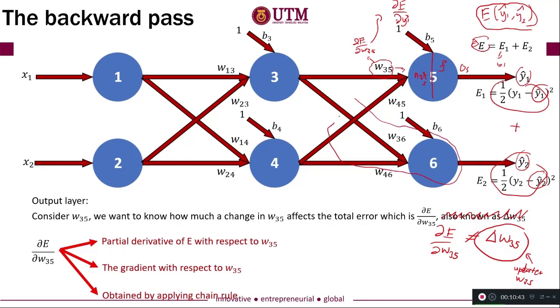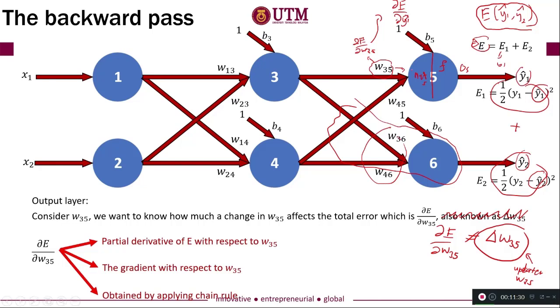So that means there's no relation between W35 and y2 hat, but there is a relation between W35 and y1 hat, because to find y1 hat you need to know W35, but to find y2 hat you don't have to know W35. y2 hat only depends on b36, W36 and W46, which is this one. So that's why we only do the partial derivative of del E over del y1 hat.